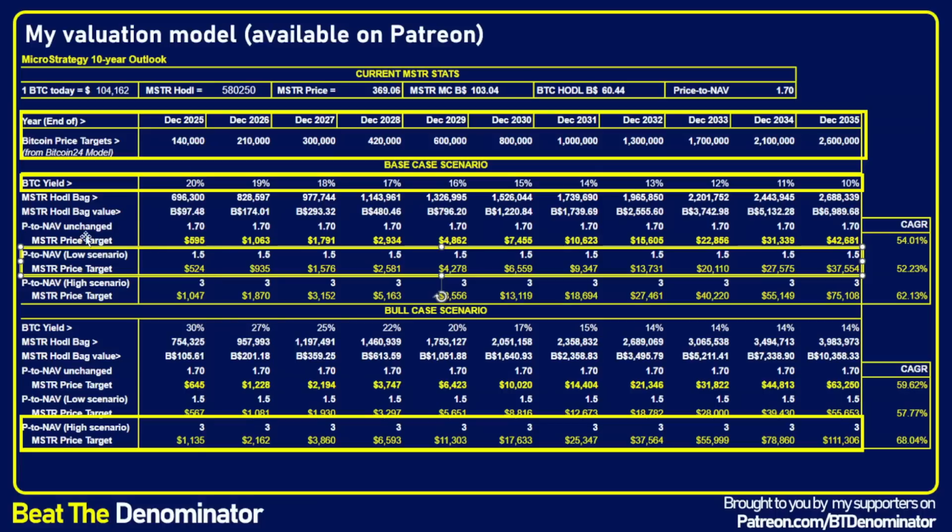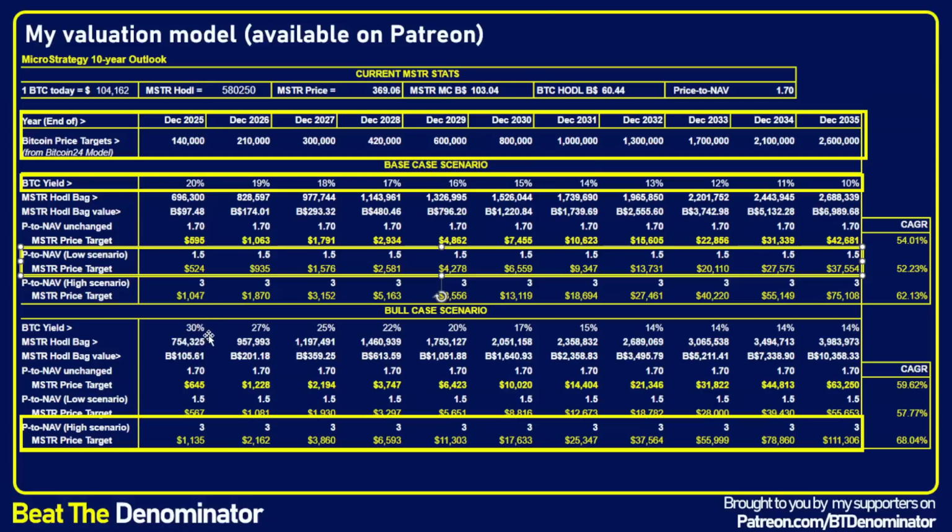And then I give you the price to NAV unchanged. So if the price to NAV stays at 1.70 in December 25, MSTR shares would be 595. And if the price to NAV moves back to, say, a comfortable 3, that would be $1,000 a share that you would get to. And of course, these price targets change on whether you have the bull case scenario. And the bull case scenario is assuming they're going to do 30% yield for the rest of the year.